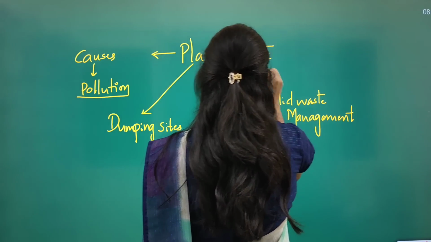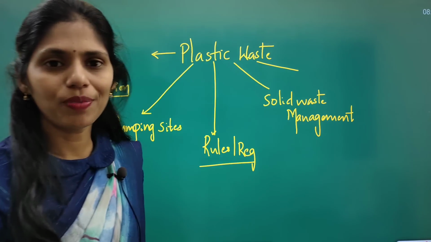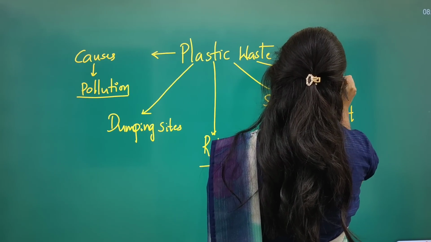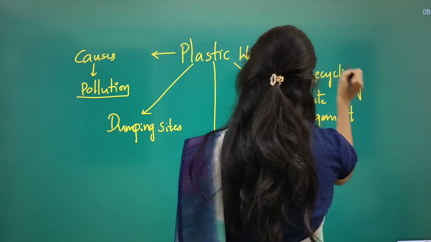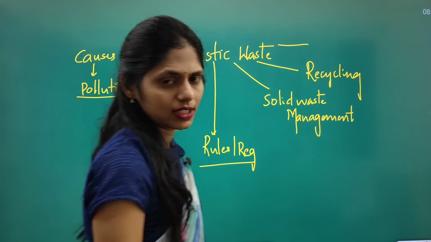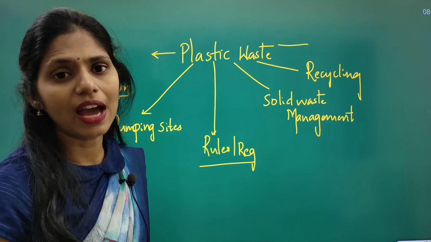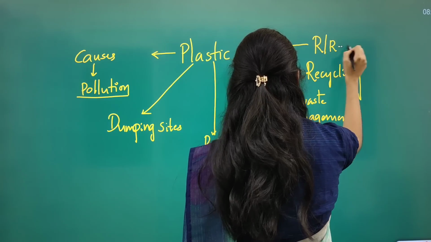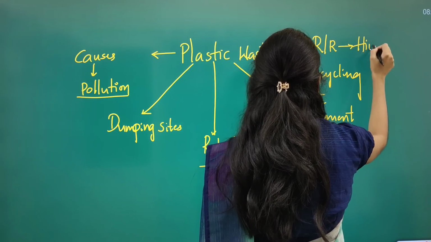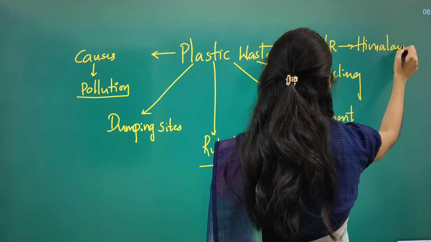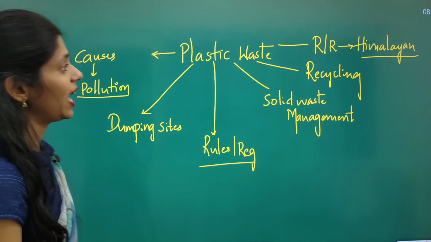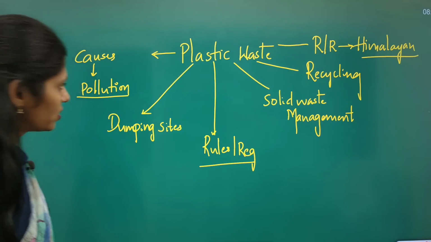And also you can see data regarding recycling of plastic in India. So how much plastic we are recycling, and we have different states. Those states also have their own rules and regulations. So we have to see the rules and regulations of these Himalayan states, because here we are talking about Himalayan states, right? So which states have which types of rules and regulations.